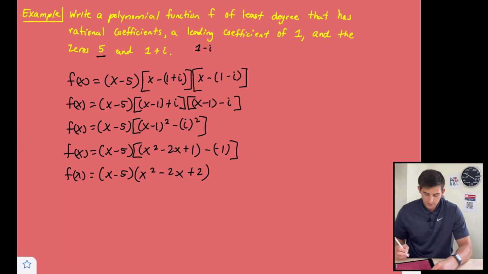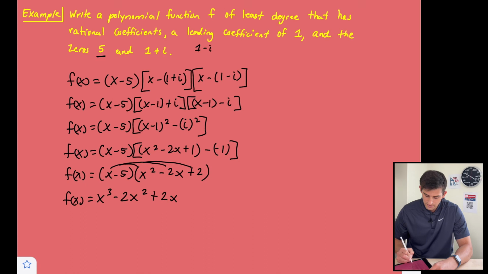Now we can just multiply our binomial by our trinomial. So we're going to multiply x by all three of our terms. We're going to say f of x is equal to x times x squared would be x cubed, x times negative 2x would be negative 2x squared, and x times 2 would be plus 2x. And then we're going to multiply negative 5 by all three of our terms. So negative 5 times x squared, negative 5x squared. Negative 5 times negative 2x, plus 10x. And then negative 5 times 2, negative 10.